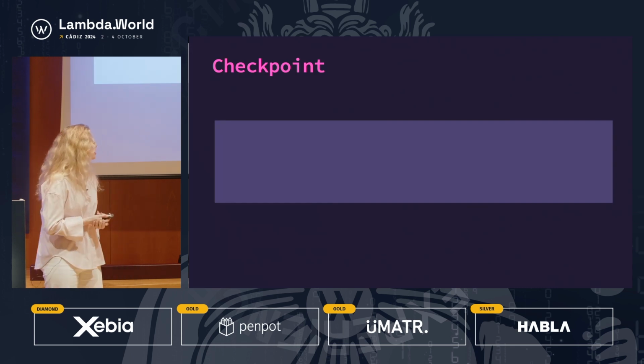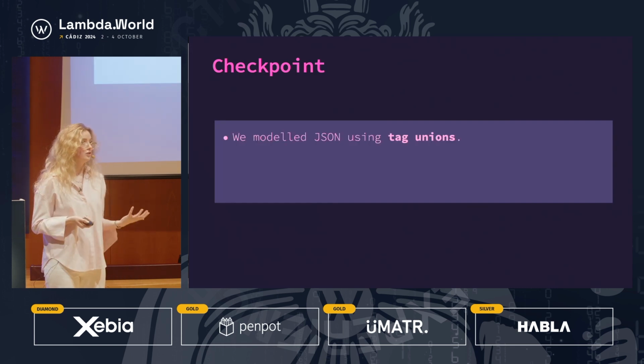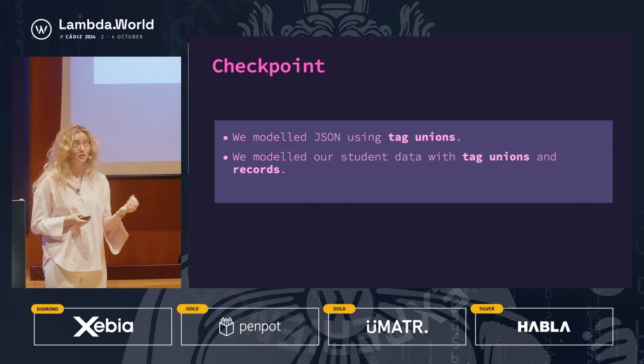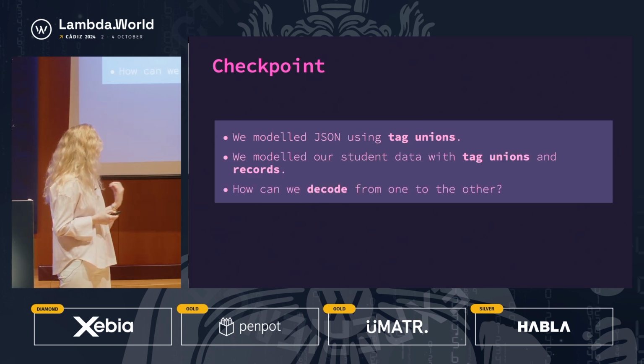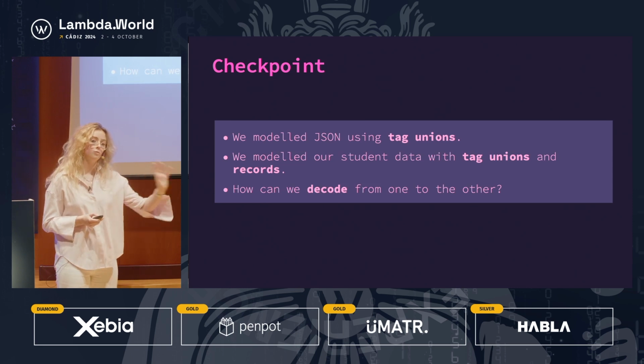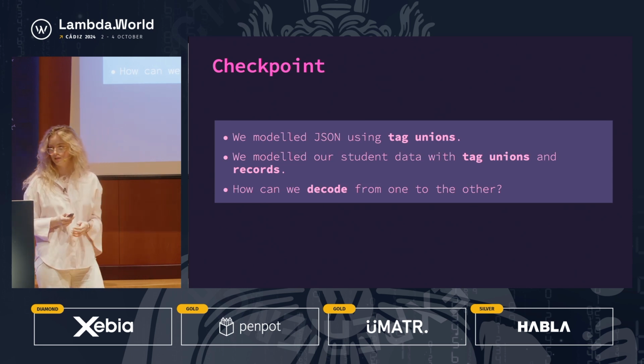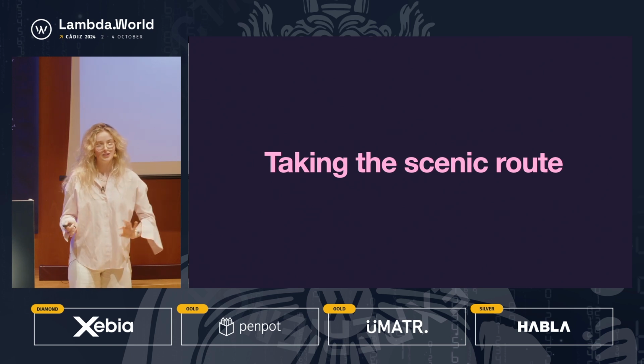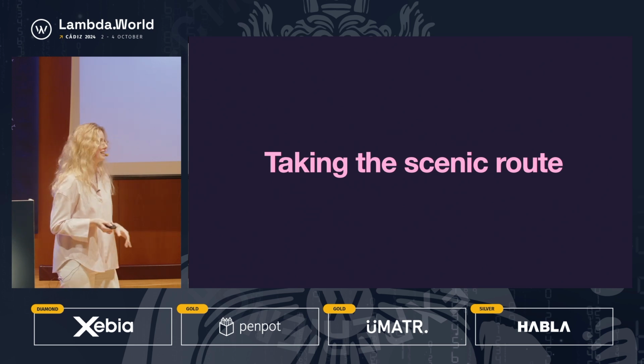So far, we've managed to model our JSON using tag unions. We've had a look at our data that we're decoding to using tag unions and records. Now let's have a think about how we can decode from one to the other. I'm obviously not just going to give you the answer straight away. We're going to go on a bit of a journey and take the scenic route to get there.